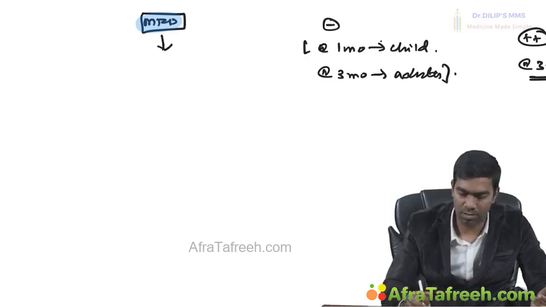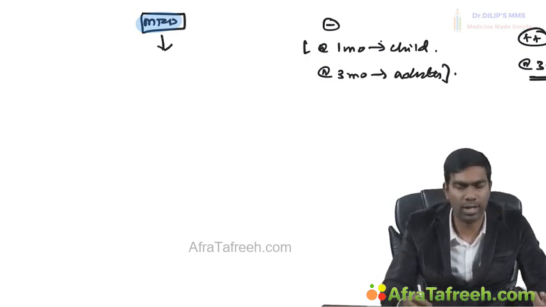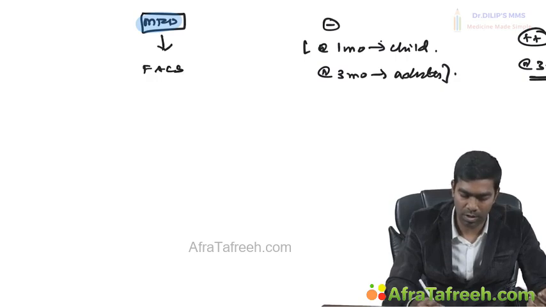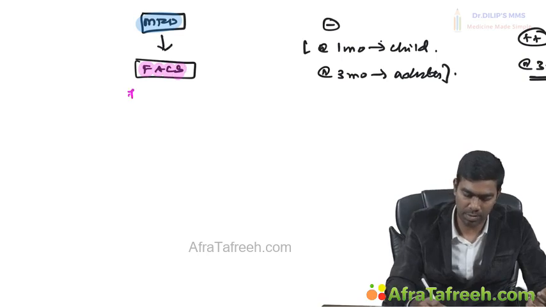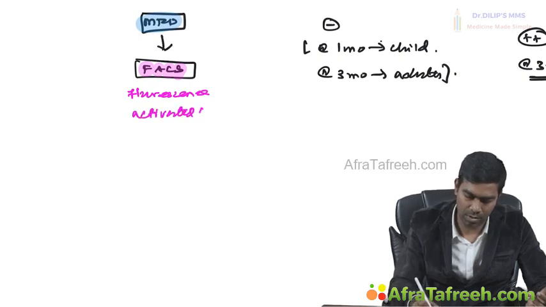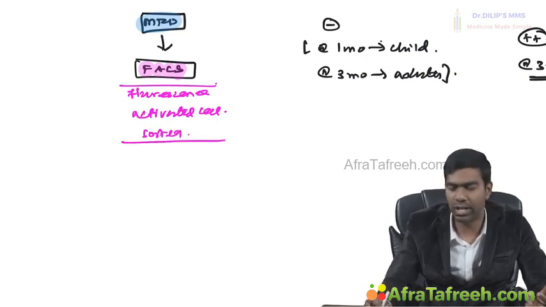It's an emerging concept. It's not identified by routine techniques. It has to be identified by something called FACS, fluorescence activated cell sorter. I'll write it: fluorescence activated cell sorter. This is to detect even less than 0.1% of cells, whether they are circulating or not.